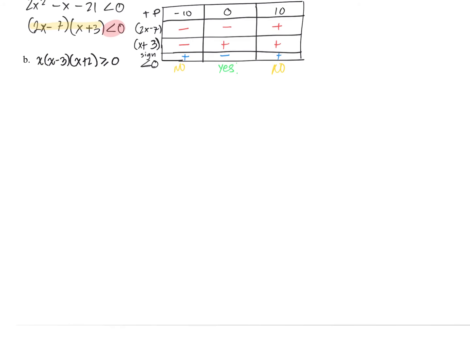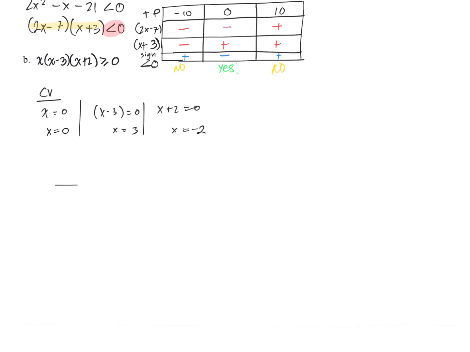Now let's take a look at B. So the first thing we do as usual, we're going to set this equal to 0. Well, what do you know? It already is set to 0, and it's already factored. So all we're going to do is find the critical values. So critical values, we have x equal to 0, that's one factor. X minus 3 equal to 0 is the other factor. And then x plus 2 equal to 0. So x equals 0, x equals 3, and x equals negative 2 as our critical values. Once again, I am looking that you list them as critical values.